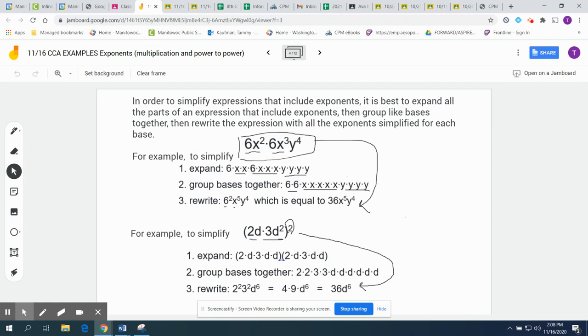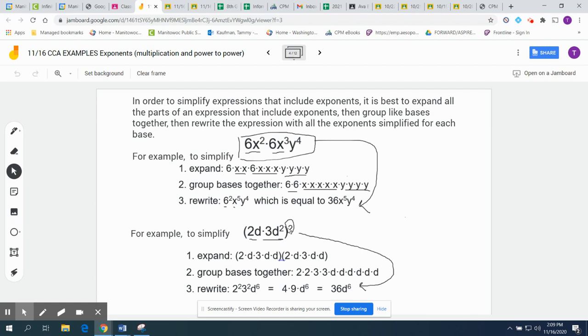Then I'm going to regroup them. I'm going to put the 6's together because those are like bases. And then I'm going to put the x's together because those are like bases, and the y's. Now, once I have the bases together, I can re-simplify them. So 6 times 6 is the same as 6 squared. x times x times x times x times x is the same as x to the fifth. And y times y times y times y is y to the fourth. So technically this is mostly simplified, but I can figure out what 6 squared is. It's 36. So the most simplified version of this one is 36 times x to the fifth times y to the fourth.